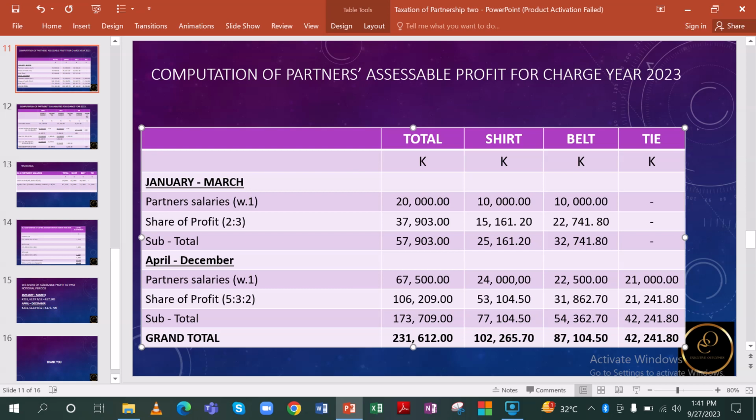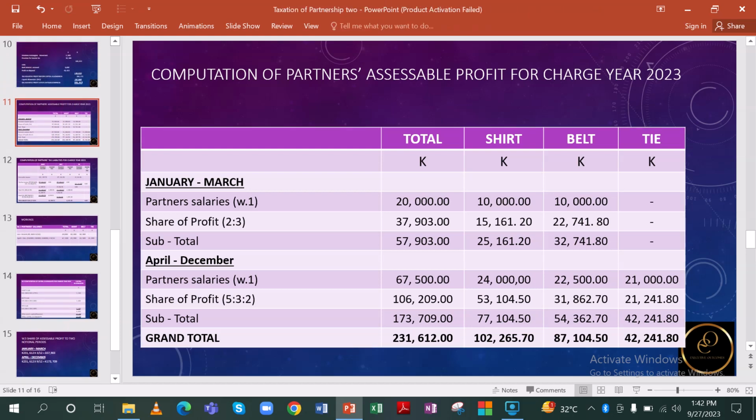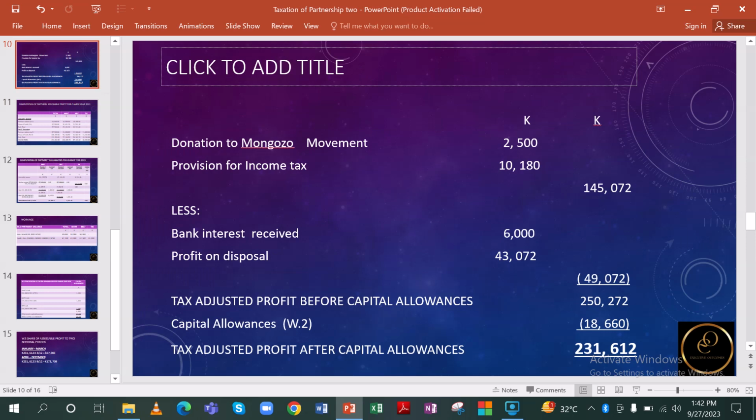Now we need to get the grand total so that we know how much each particular partner received from this partnership running from January to March. We simply add the 2 subtotals. So in this case, we start with the total 57,903 added to 173,709 kwacha. We get a total of 231,612 kwacha, which will be the assessable amount for tax on this partnership. Okay, so 231,612, that's what we get.